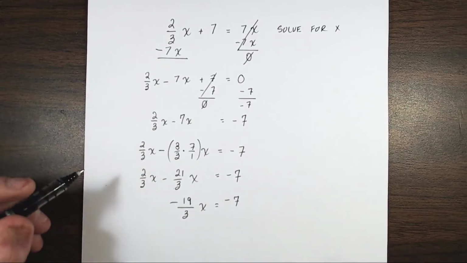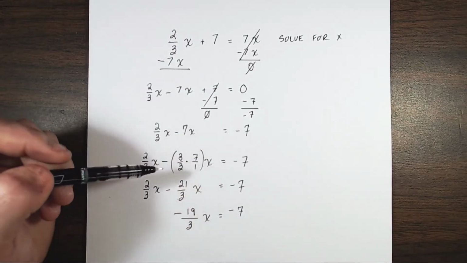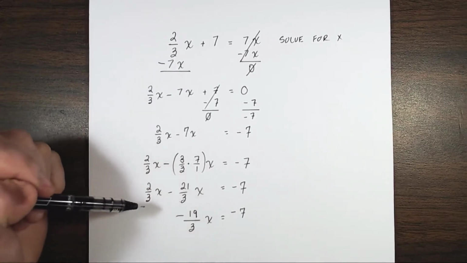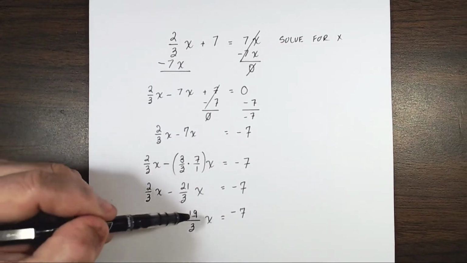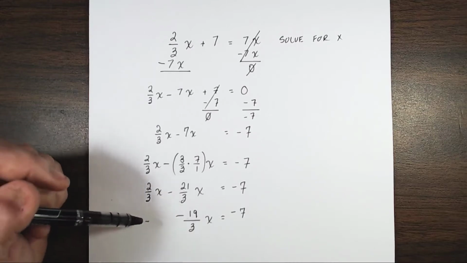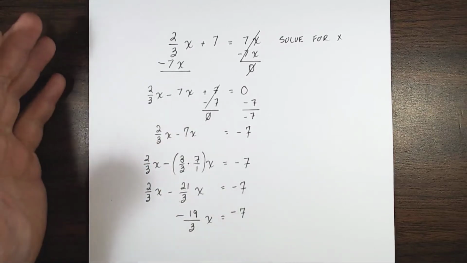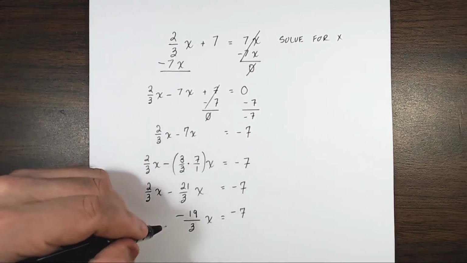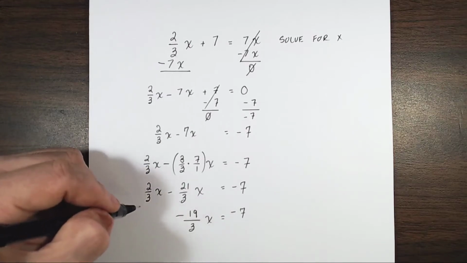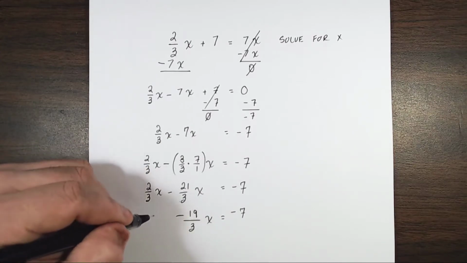Okay? So I still want to get x by itself. In order to get x by itself, I have to divide out this fraction, -19/3. We can't do it the normal way. So what we do is we multiply by the reciprocal. Okay, multiply by the reciprocal.